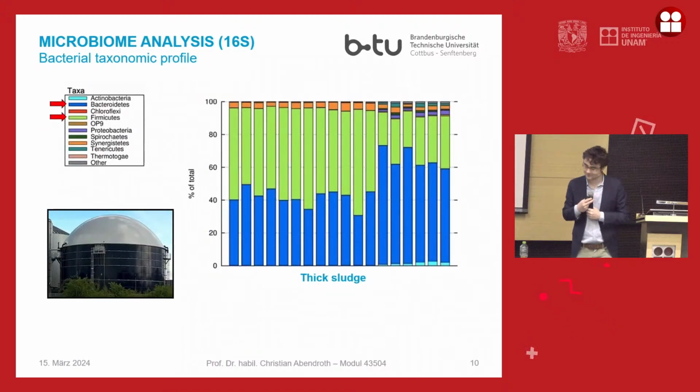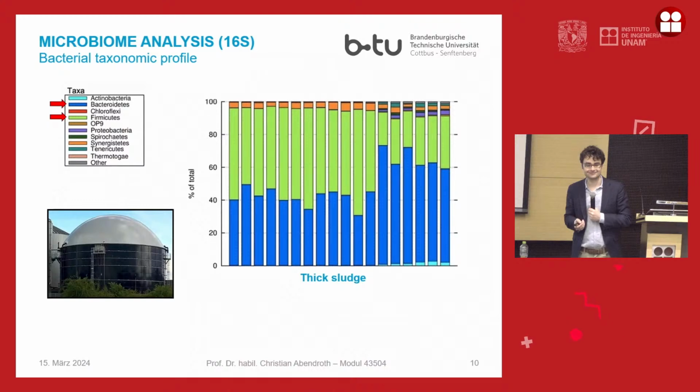And here's the first result. This is a typical taxonomic profile. So you see many bars. Here you see a legend. And each bar is one sample that we analyzed from a continuous stirred tank reactor or from a plug flow. So basically this type of biogas plant. So what do we see here? What do you see here? Would you make any conclusions based on this figure?